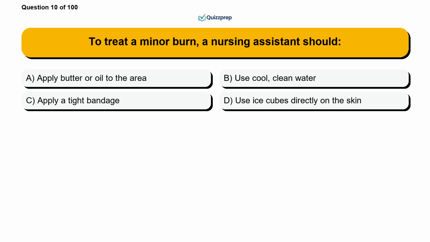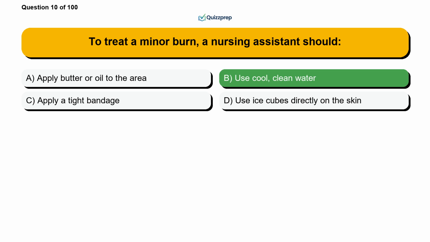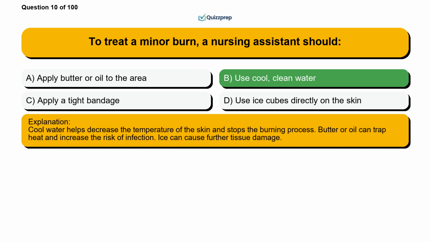Question 10. To treat a minor burn, a nursing assistant should: Option A, apply butter or oil to the area. Option B, use cool, clean water. Option C, apply a tight bandage. Option D, use ice cubes directly on the skin. The correct answer is option B, use cool, clean water. Cool water helps decrease the temperature of the skin and stops the burning process. Butter or oil can trap heat and increase the risk of infection. Ice can cause further tissue damage.